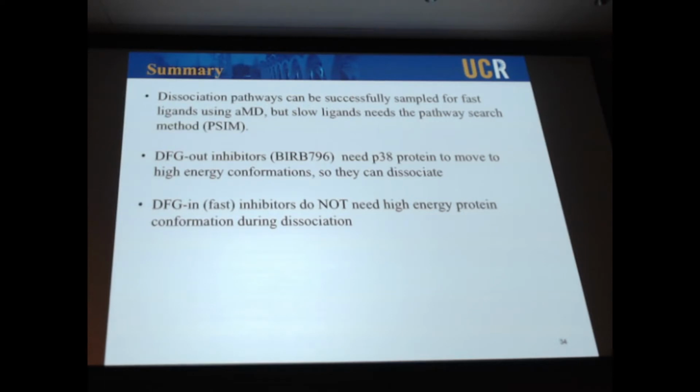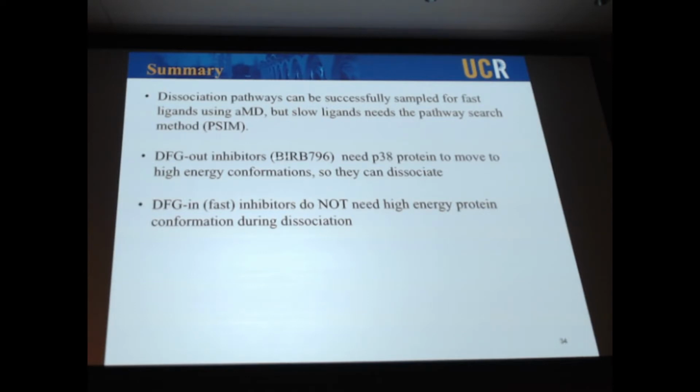Okay. So then it gives us some take-home message. We sample this dissociation, and it can be successful for a quicker binder, which is the one binding to the DFG-in with accelerated MD. But for the slower one, we still have to use a little bit more aggressive method, which is the new method I introduced to you, using this dihedral, this critical component.